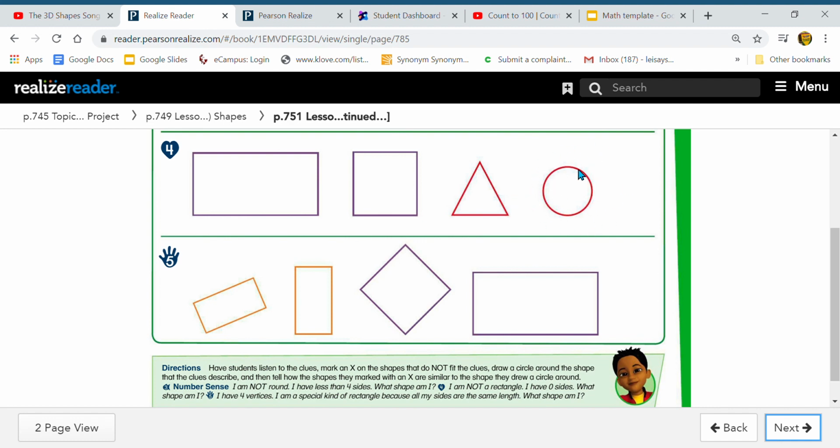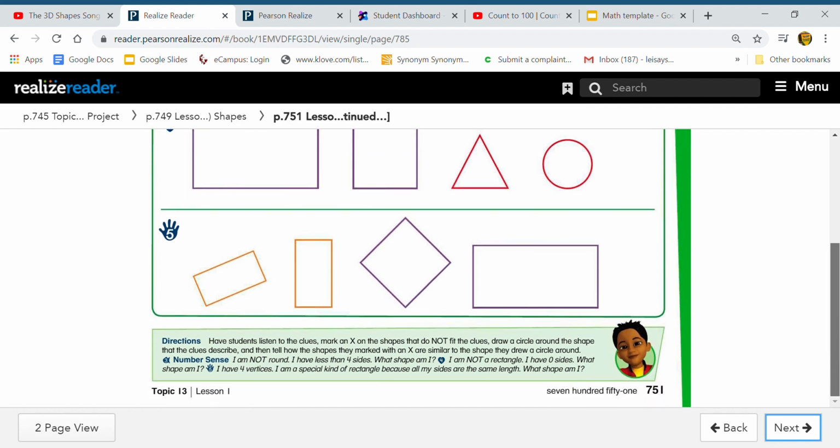Does the circle also match our other clue? I am not a rectangle. Yes. So what's our mystery shape? It is this circle right here. It is not a rectangle, and it has 0 sides because it goes around and around. Doing good, you guys.